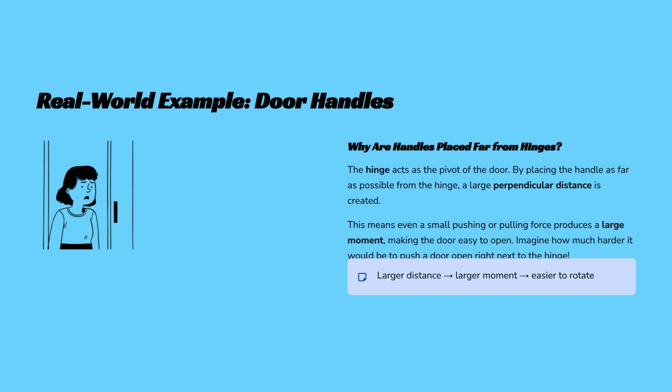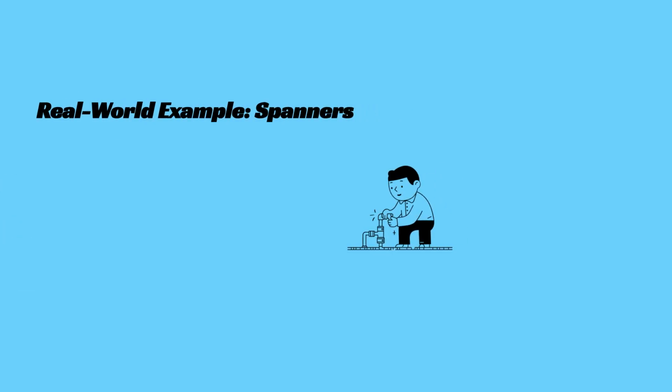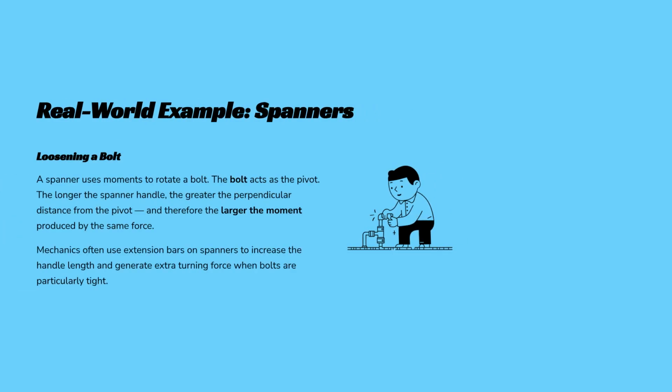Door handles are another classic example. By placing them far from the hinges, we create a large perpendicular distance, making it easy to generate the moment needed to open the door. Now let's explore real-world examples, starting with spanners. A spanner uses moments to rotate a bolt, with the bolt acting as the pivot. The longer the handle, the larger the moment for the same force.